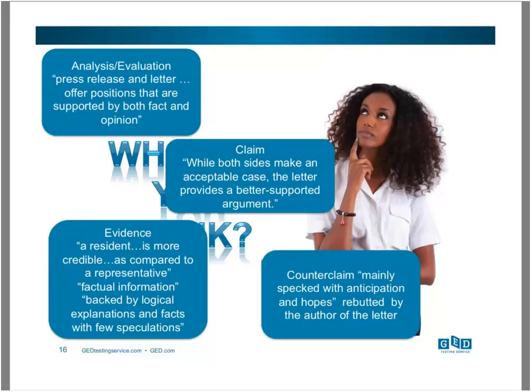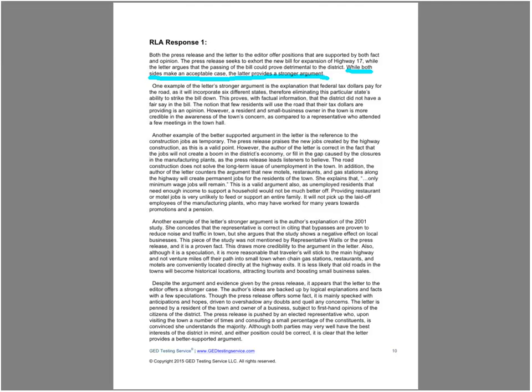I would have been thrilled had my students written this well for Trait 1, because this person really nailed it. A perfect writing sample? No. However, it very effectively covered the items that Trait 1 says, and even finished up doing something a little different with the claim: although both parties may very well have had the best interest of the district in mind, and either position could be correct, it is clear that the letter provides a better supported argument. And throughout, that's exactly what this writer has done.